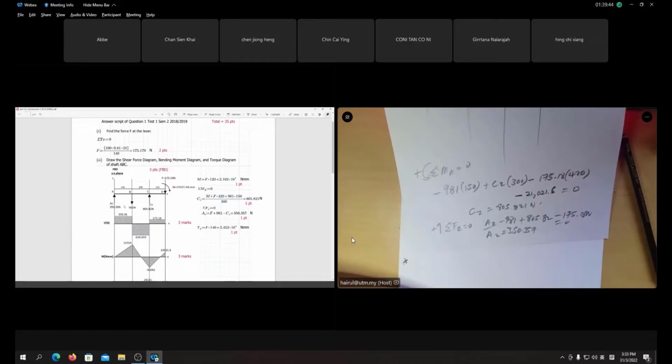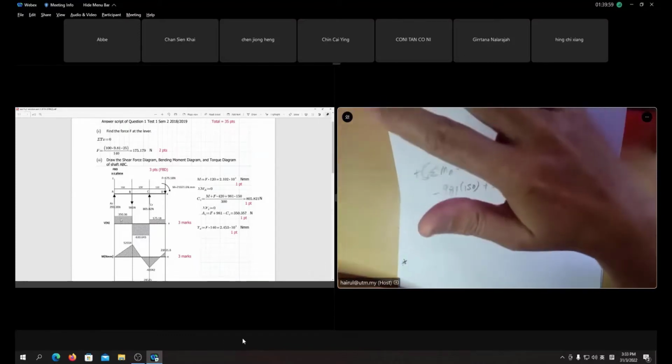Can you see, guys? Class. Okay, the AZ is upward, that is correct. If the value of your AZ or CZ is negative, it means you reverse the direction to positive. Class, are you listening? Class, is the line broken?